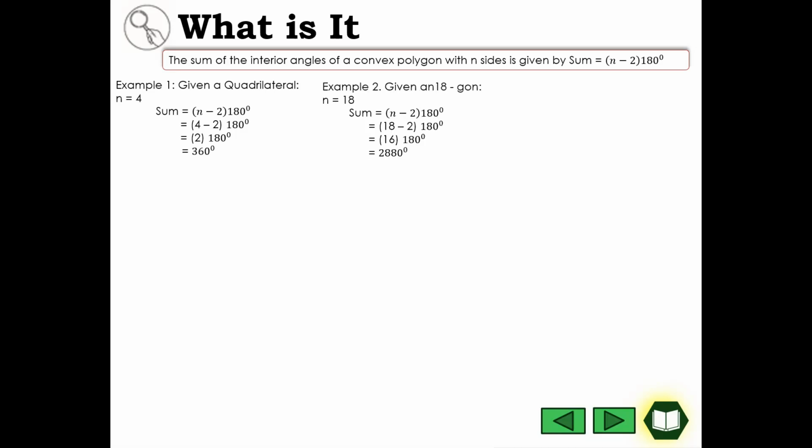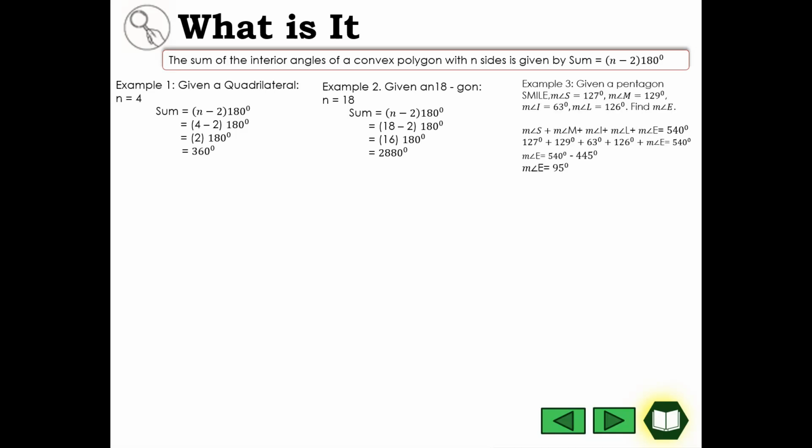So in this given example, we have an 18-gon. Just as we have in our first example, we only need to substitute the n, the number of sides, to our given formula. So let us substitute n by 18 and then simplify. So 18 minus 2 equals 16 times 180 equals 2,880 degrees. Therefore, the sum of the interior angles of an 18-gon is equal to 2,880 degrees.